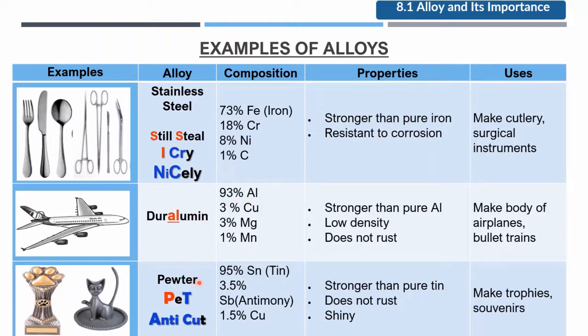Okay, last one, number 6, pewter. For pewter, you only need to remember "pet anti-cut". All the pets want to keep their hair. They don't want to cut their hair. So you remember "pet anti-cut". Okay, P stands for pewter, the alloy. T stands for the major composition, which is tin. Anti means antimony, and then cut, Cu stands for copper.